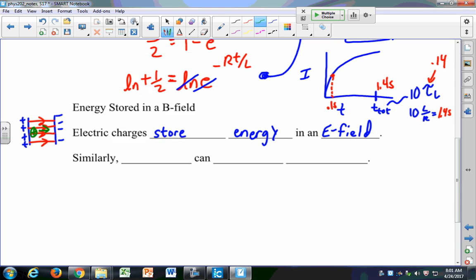And by the way, we saw this with capacitors, right? In capacitors, we talked about how they store energy. We said that energy was equal to 1/2 CV squared, or 1/2, what was it? I think it was Q squared over C. We had several expressions for the energy in a capacitor, and we'll see that again when we deal with LR circuits. So in a similar way, magnetic fields can store energy.